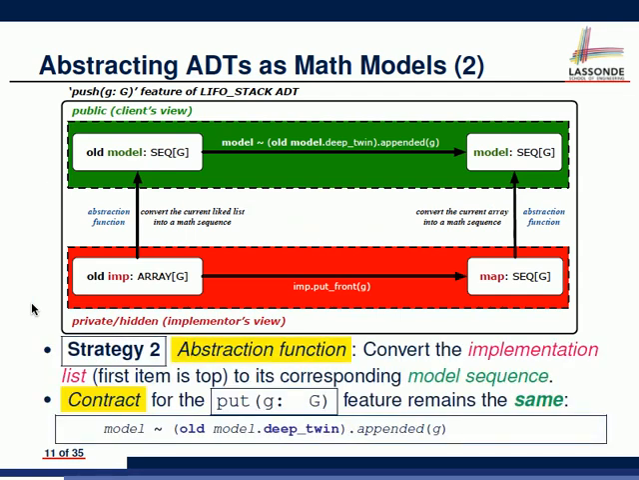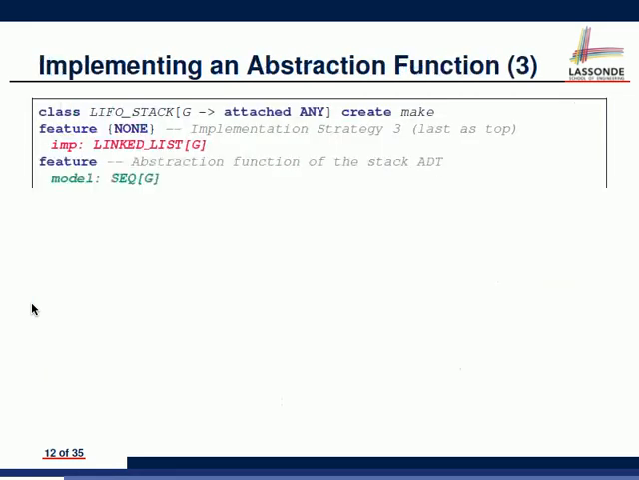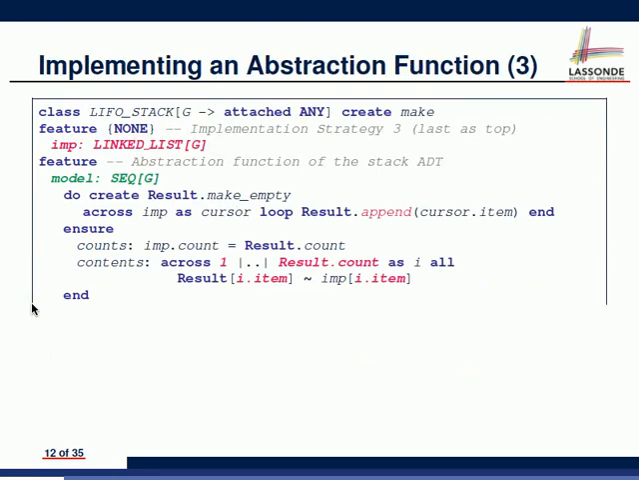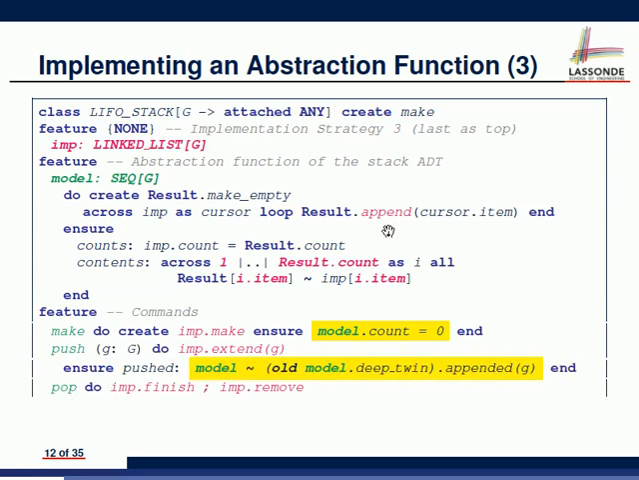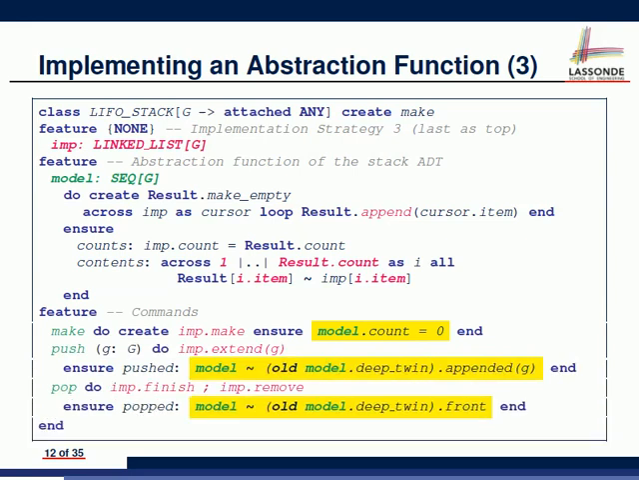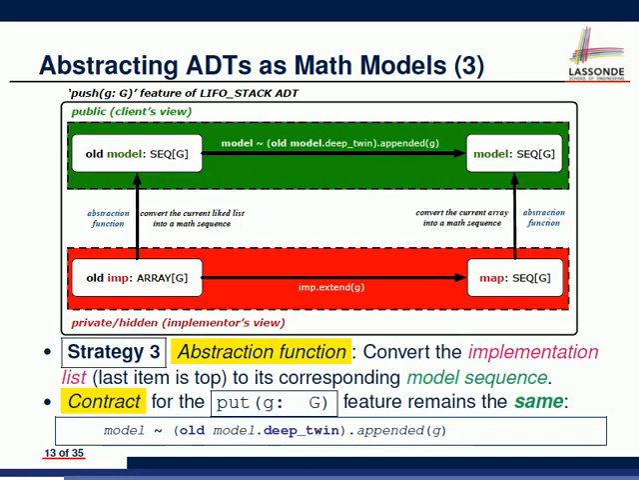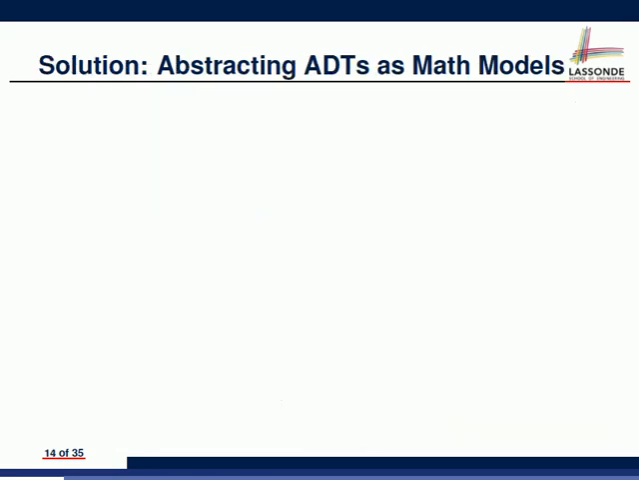Okay, that's number 2. You can go over the third version as well. For the third version, you can see that you only have to change, again, just the abstraction function a little bit, just to be consistent with the current implementation, and then the contracts remain exactly the same. Okay, I'll let you go over the rest.